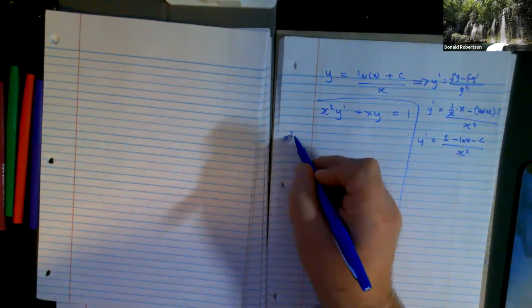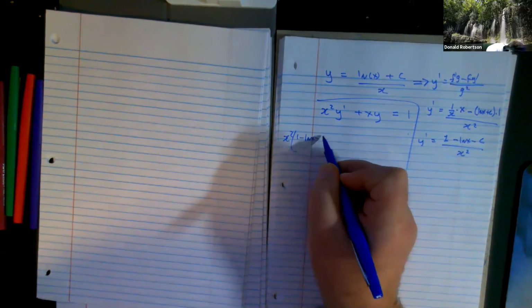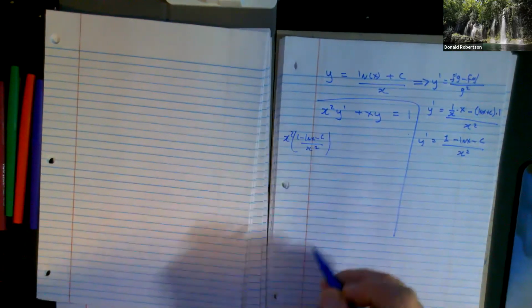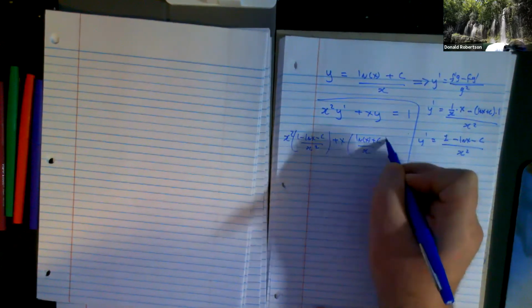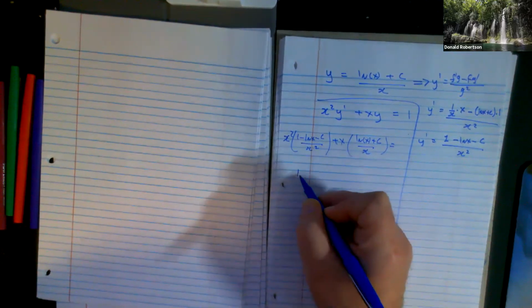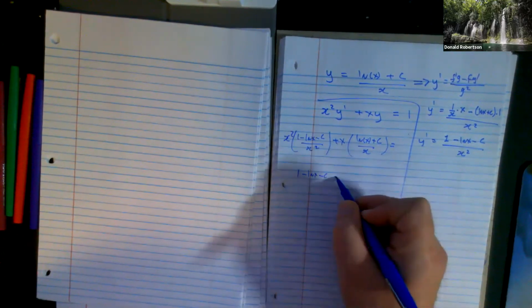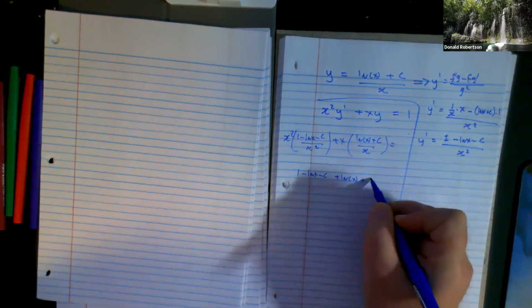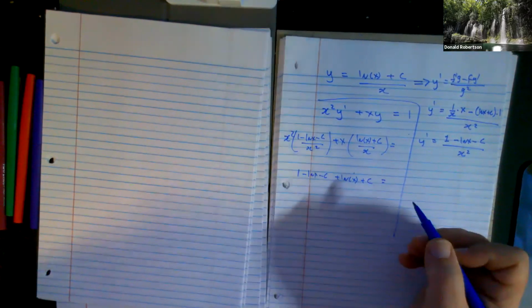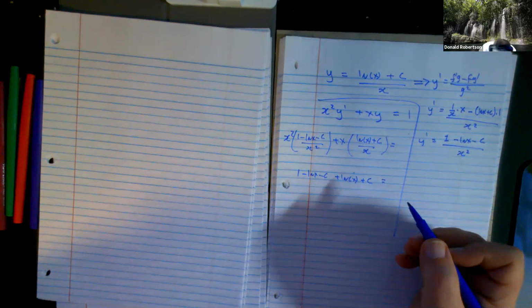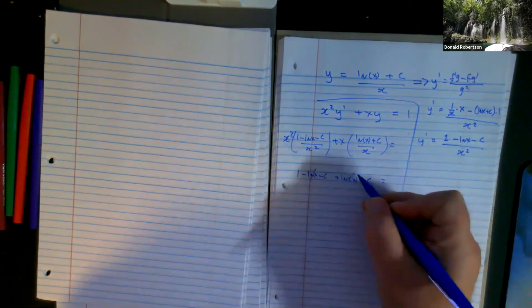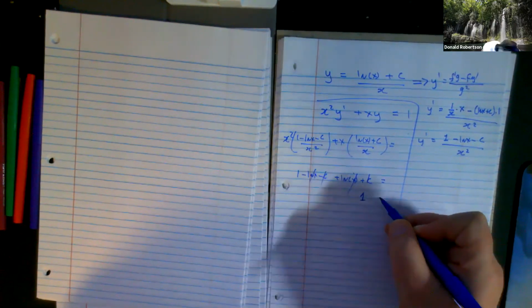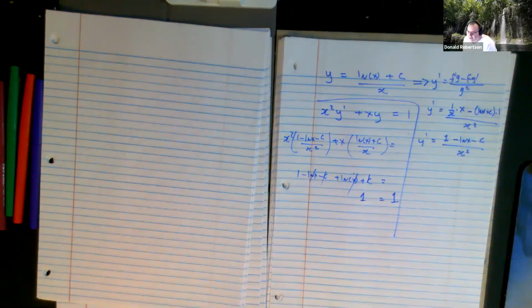Right, I'll plug it in here. I get x squared times y dashed plus x times y. These cancel out and you get this. These cancel out and you get this. And these cancel out, and you're left with 1, which is what it should be. So it does work, doesn't it?